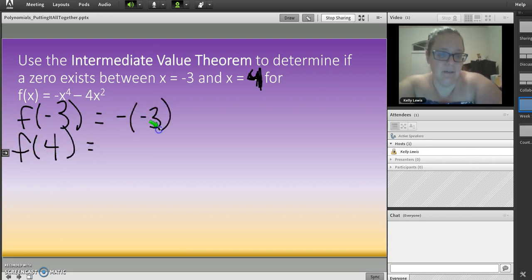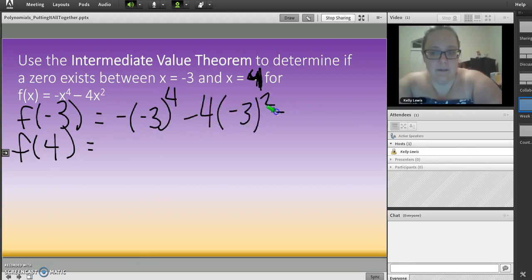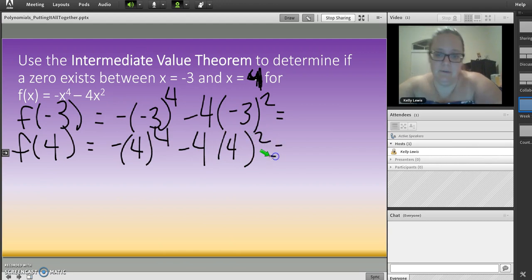Negative 3 to the 4th minus 4, negative 3 squared, and see what we get. We're going to do 4 to the 4th minus 4, 4 squared. All right, so I'm going to do negative 3 to the 4th minus 4, negative 3 squared. And then I'm going to do 4.